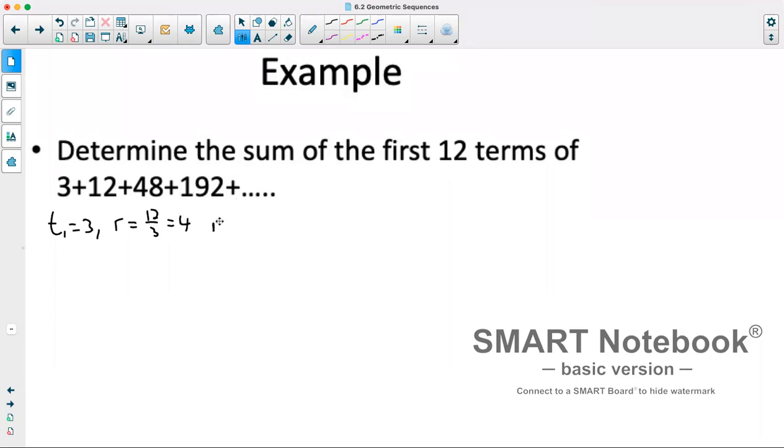Sum of first 12 terms means that our n is 12. So in this case, we know how many terms there are. We don't know our last term. So the equation that we'll utilize is Sn is equal to T1 times 1 minus R to the power of n over 1 minus R. So we're looking for the sum of 12 terms. So we've got S subscript 12 is equal to T1, which is 3, times 1 minus 4 to the power of 12 over 1 minus 4.